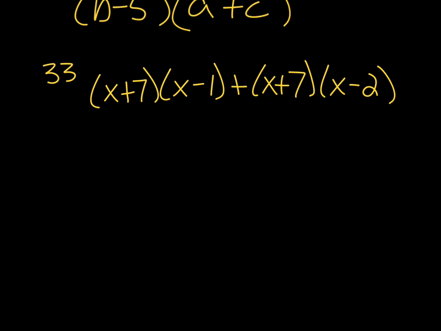The whole thing, but everything you guys just said. The first term is x plus 7, x minus 1, because here's your plus sign, right? Okay? And so then the next term is x plus 7, x minus 2. Okay? So what's the same in both? X plus 7. So then we're going to factor that out front.